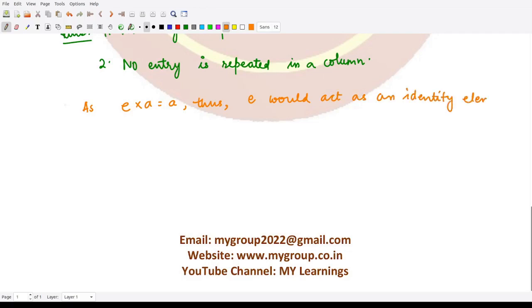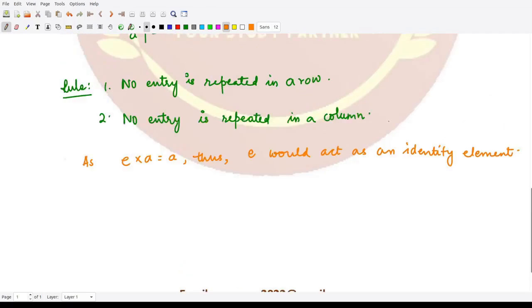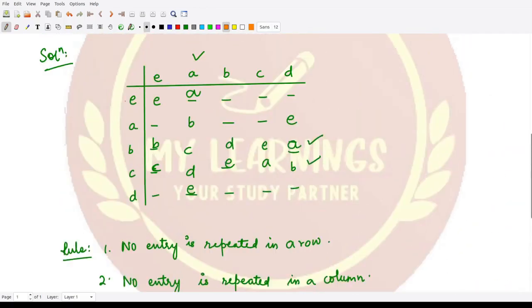Using this fact, you can fill up so many elements in your table. You can write down E into B would be B, E into C would be C, E into D would be D, right? Similarly, A into E would be A, B into E would be B, C into E would be C, D into E is again D, right? So we have so many elements here. Next, let's see what else we can fill here. Now you can very easily fill up the remaining elements, right?